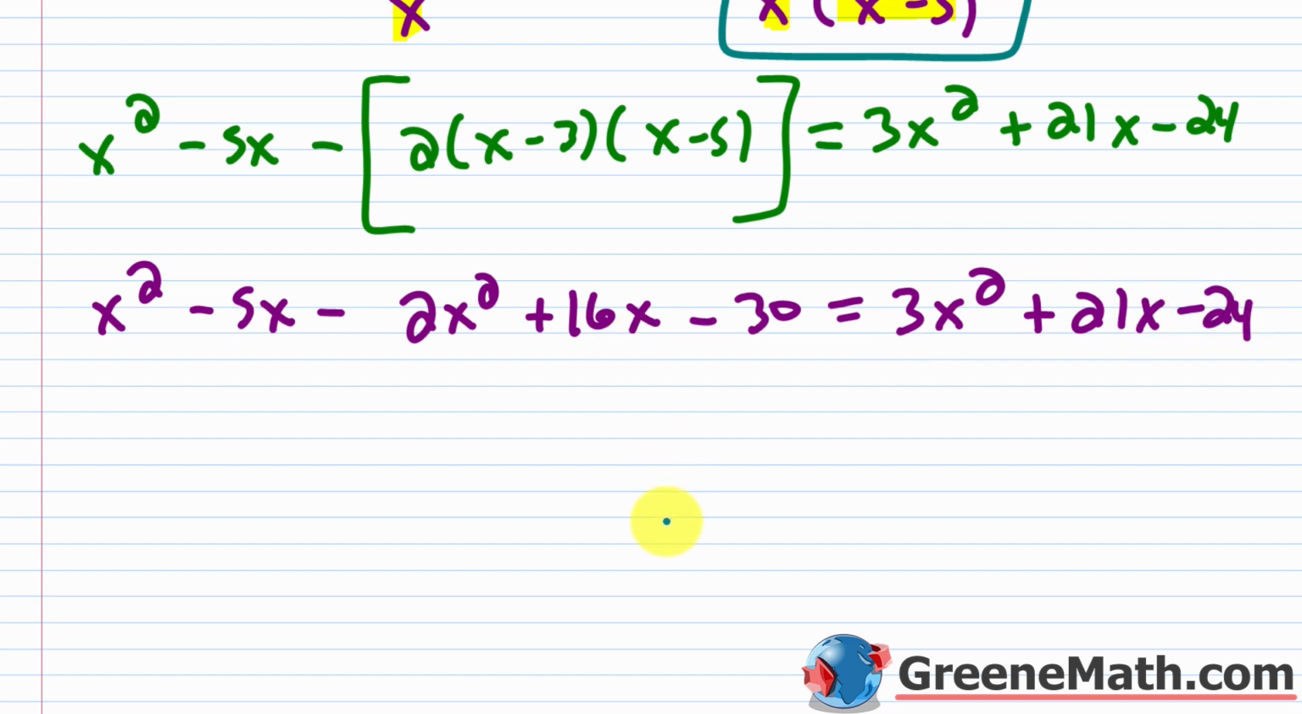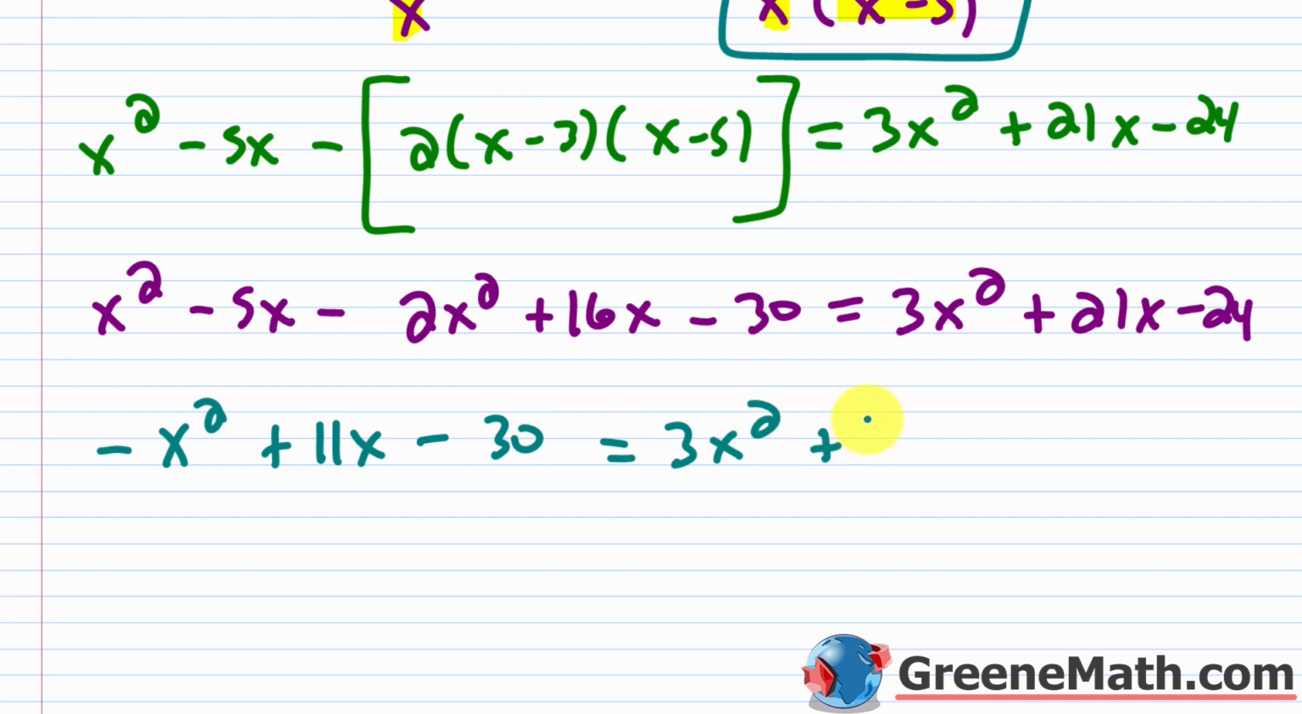From here, let's think about on this side, x squared minus 2x squared would be negative x squared. Negative 5x plus 16x is going to be plus 11x. And then you have your negative 30 there. So this equals, over here you have 3x squared plus 21x, and then minus 24.